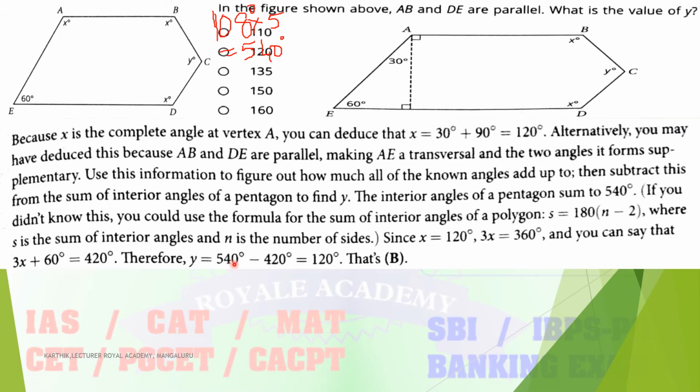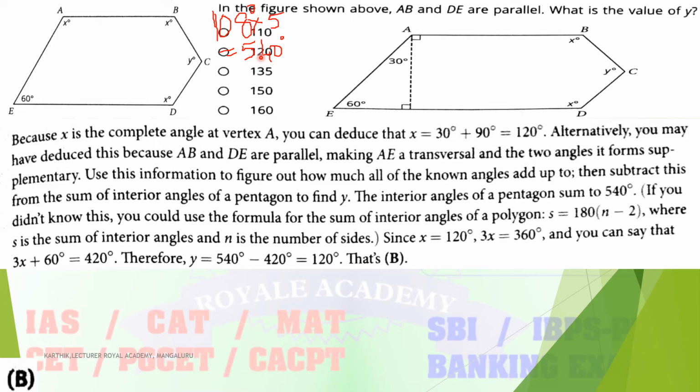So total angle of pentagon is how much? 540 degrees. Then y is equal to 540 degrees minus 420 degrees. 420 degrees, so how much is the answer? 120 degrees is the answer. So y is equal to how much? 120 degrees. So option B is the correct one.